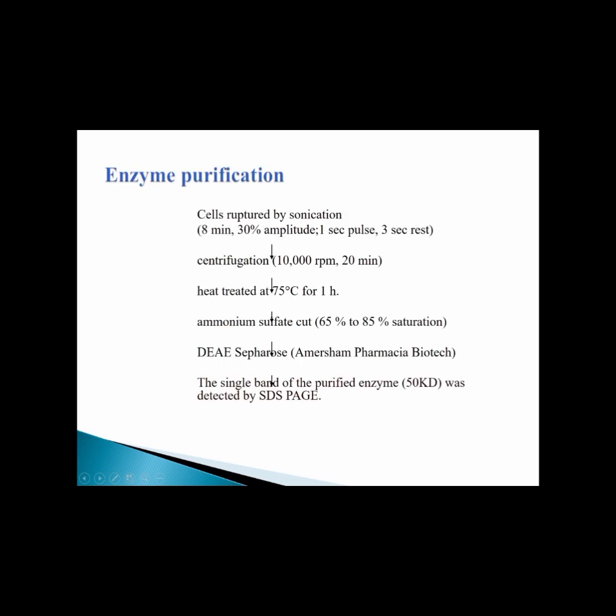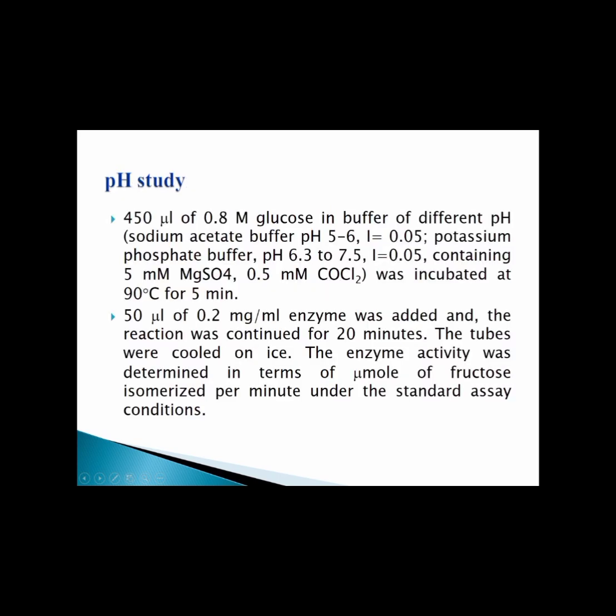Enzyme purification. Cell was ruptured by sonication. Then centrifugation was done. Then heat treated at 75 degrees centigrade for 1 hour. Then thermal other enzymes, proteins were denatured, and then ammonium sulfate cut was done, 65% to 85% saturation.